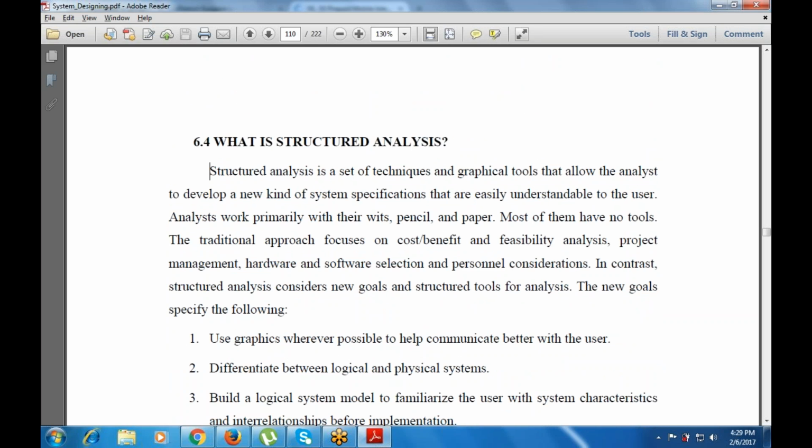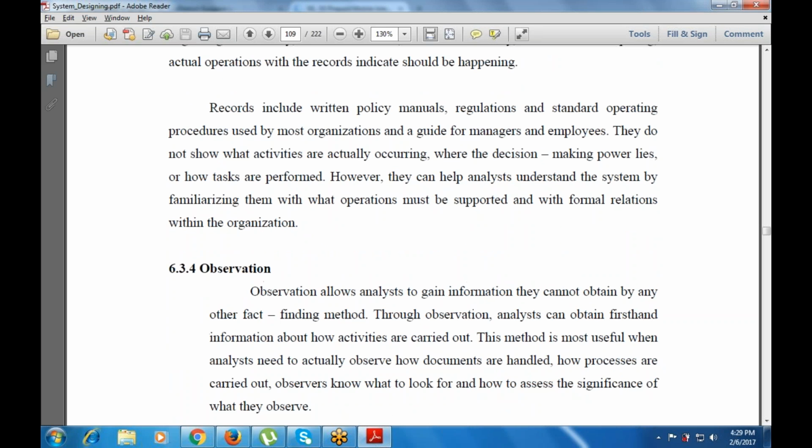The next one is observation. What is observation? How is it used, and how do we carry out observation within the records and the data? How can we say observation will be helpful? Observation allows analysts to gain information that they cannot obtain by using any of the other facts.